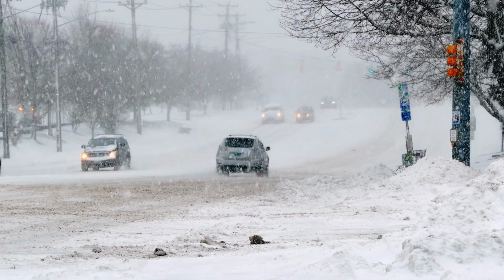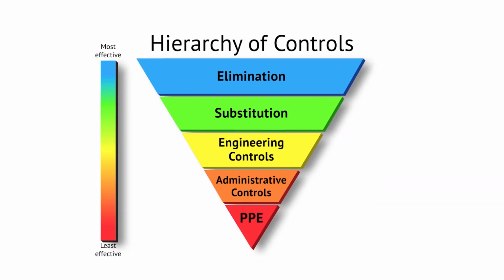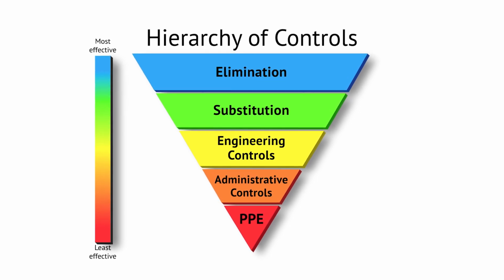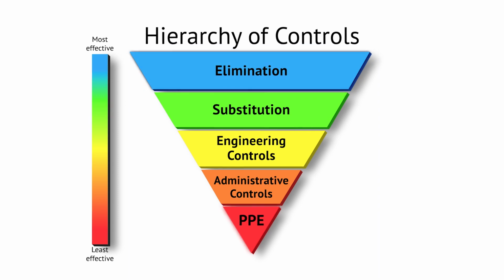A common framework to address hazards in the workplace is the hierarchy of controls. Elimination, substitution, engineering controls, administrative controls, and personal protective equipment, or PPE, are the 5 categories that make up the hierarchy, ranging from most to least effective.